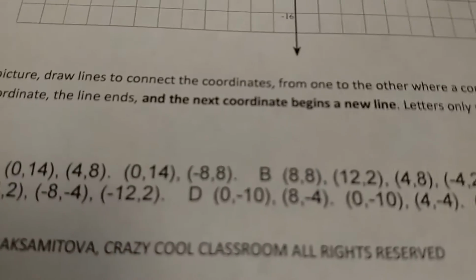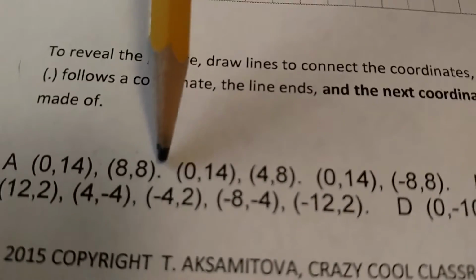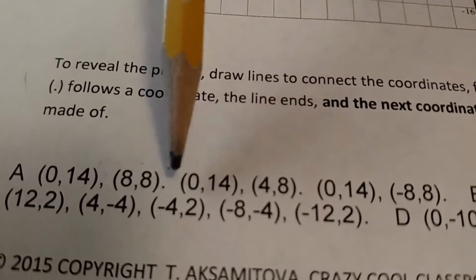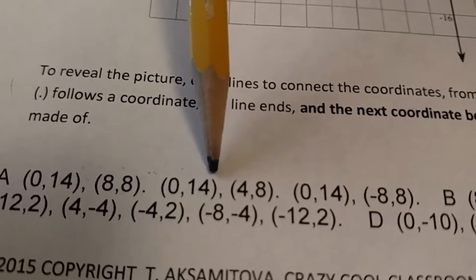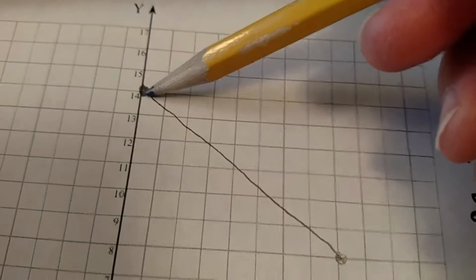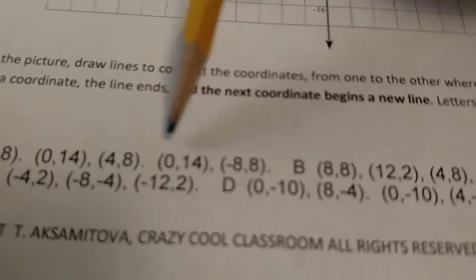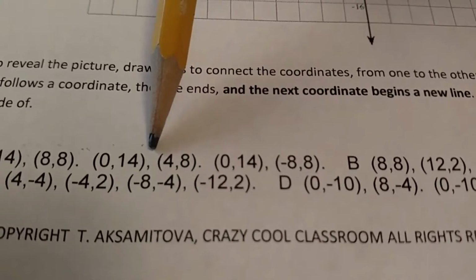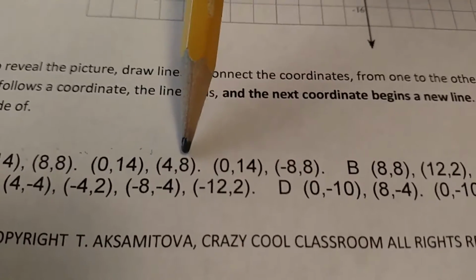Okay, now I'm going to go down and look. And after these coordinates, there's a period. That means my line stops and I start a new line. So my next coordinate is 0, 14. Well, that's the same point that I already have plotted, so we're going to start at that point. Then we're going to go to our next one. There's a comma, so that means I'm going to connect these 2 points.